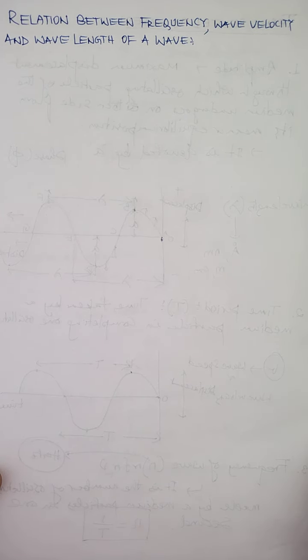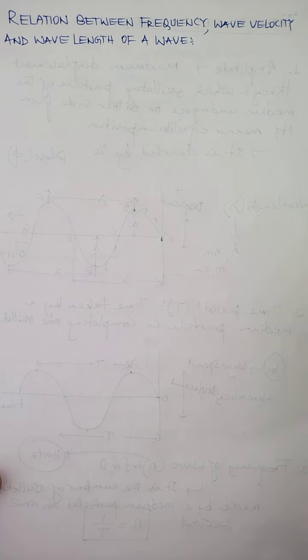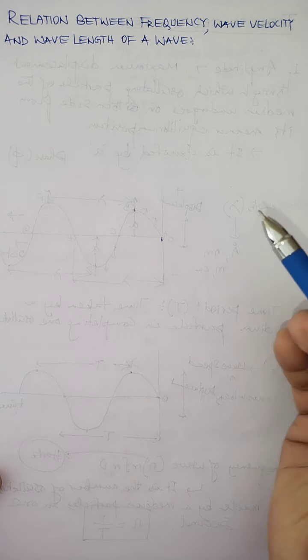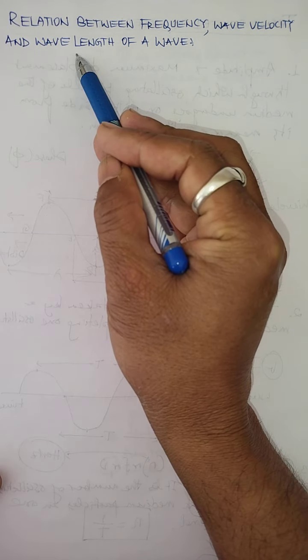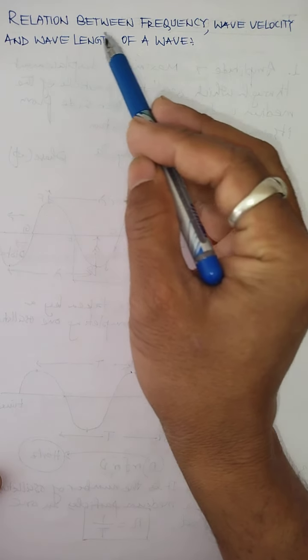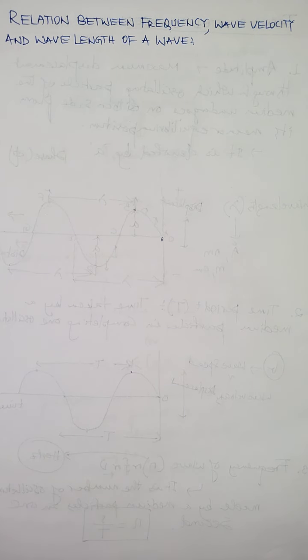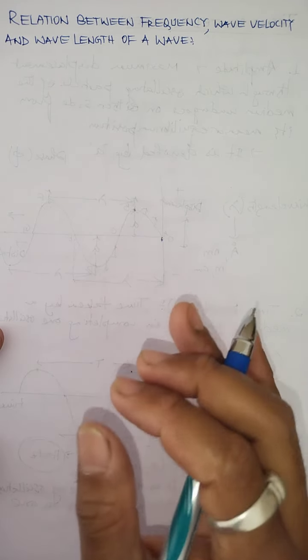Alright, dear children, now we go to the relation part of this chapter, wave. The relation that we are going to derive is among three different parameters connected to wave: frequency, wave velocity, and wavelength. That means we derive the relation between frequency, wave velocity, and wavelength of a wave. This relation is important as far as the wave motion and the characteristic wave motion is concerned. Let me start with this one.